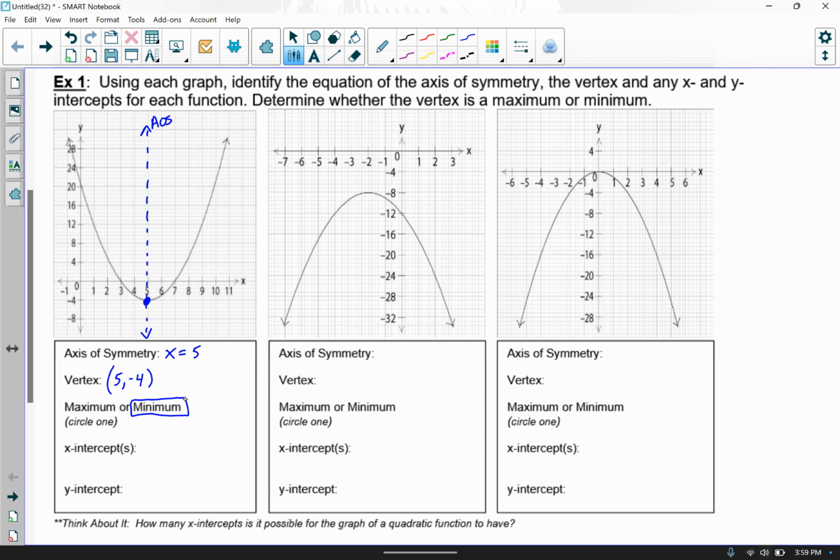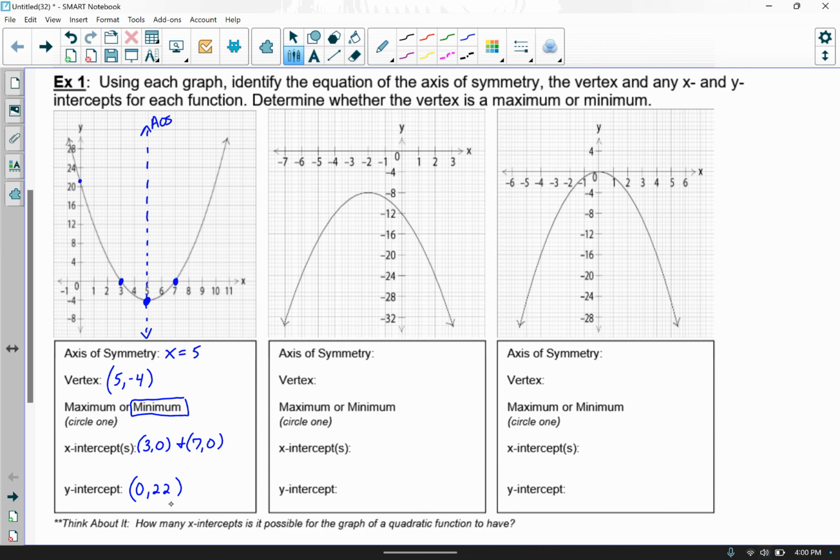X-intercepts: where do I cross the x-axis? I cross the x-axis in 2 spots, here at 3 and at 7. So I'll write those. I have x-intercepts at 3 and 7. Y-intercept: where do I cross the y-axis? I'm coming over here, I'm crossing the y-axis, and I'd say it's just a little bit above that 20. So I'd probably guesstimate it to be about 22. Okay.